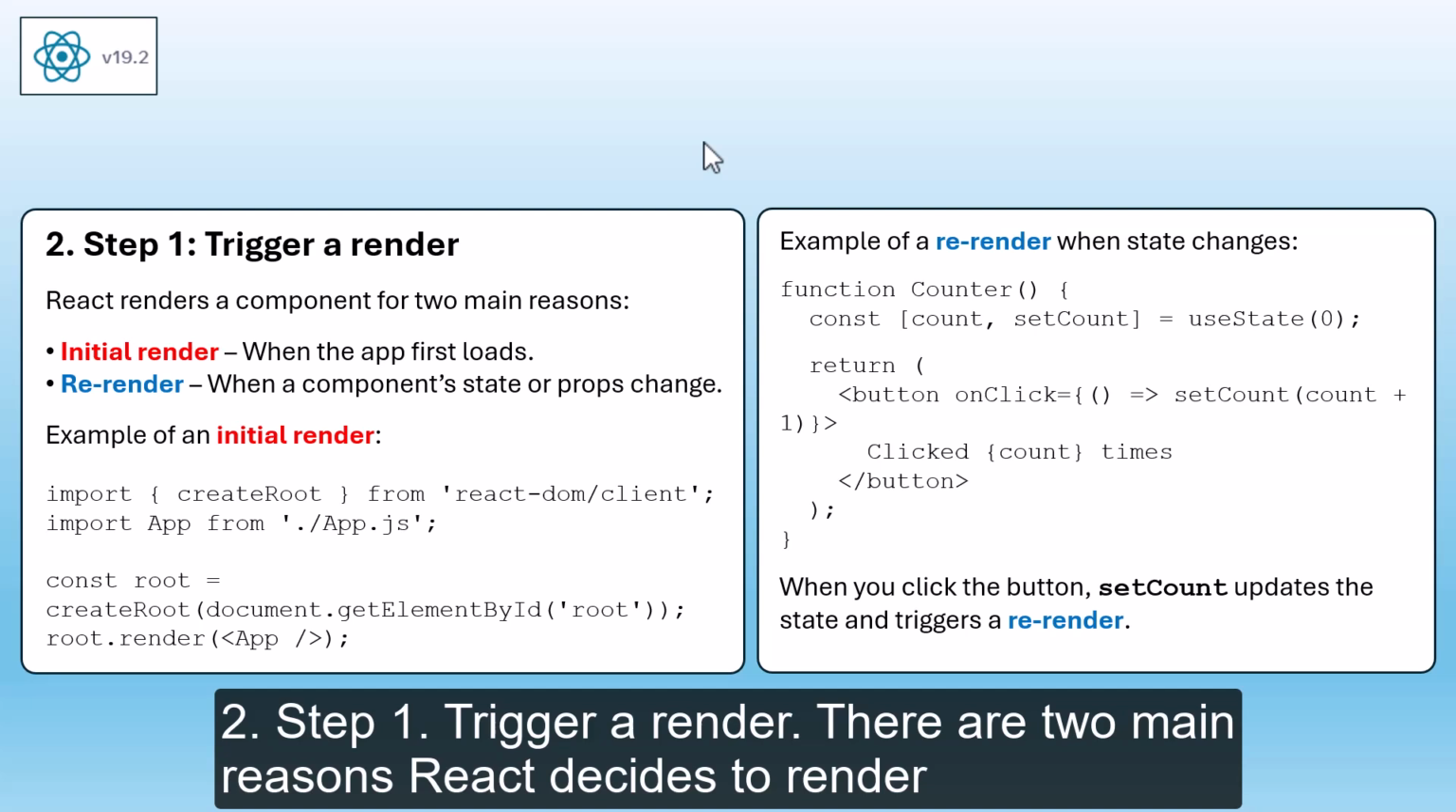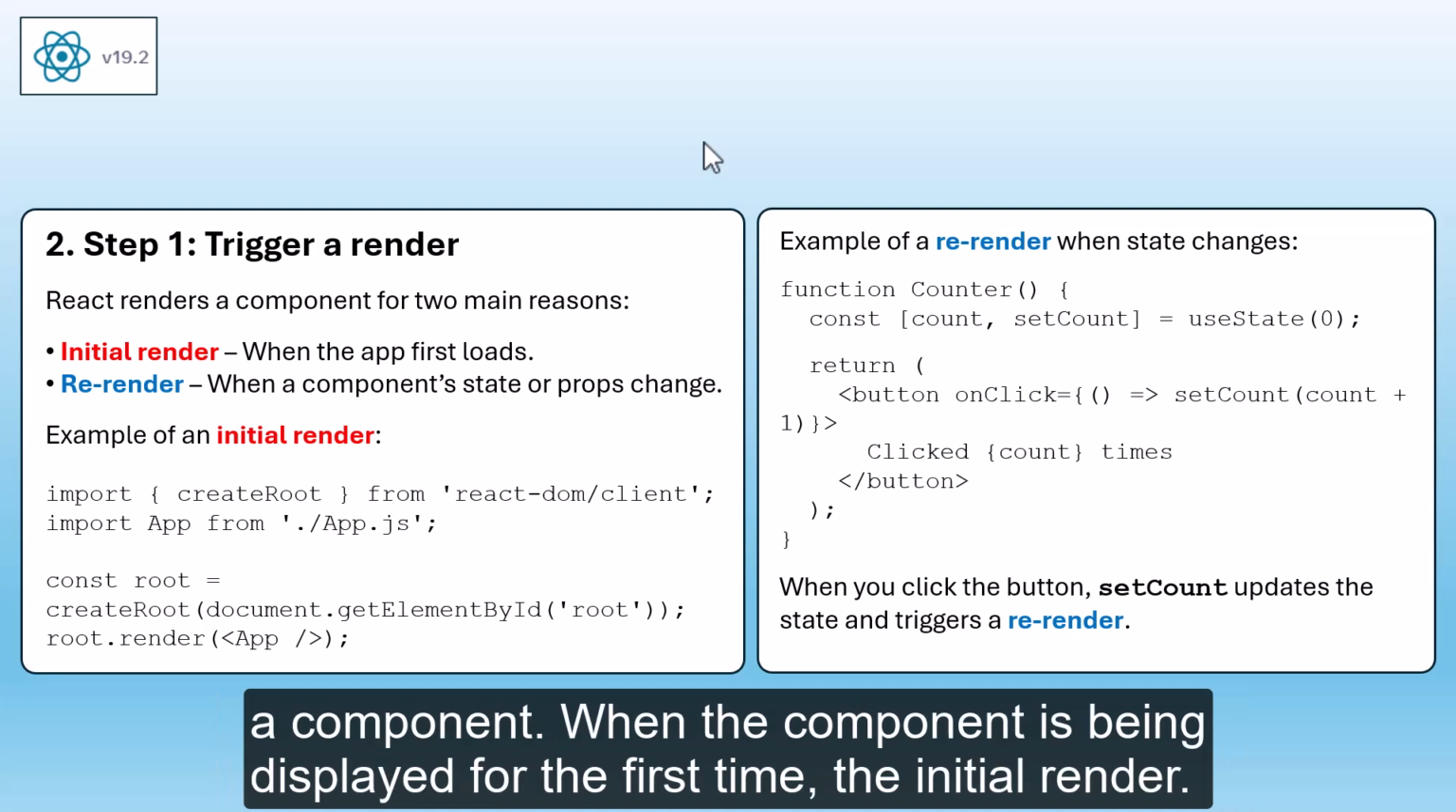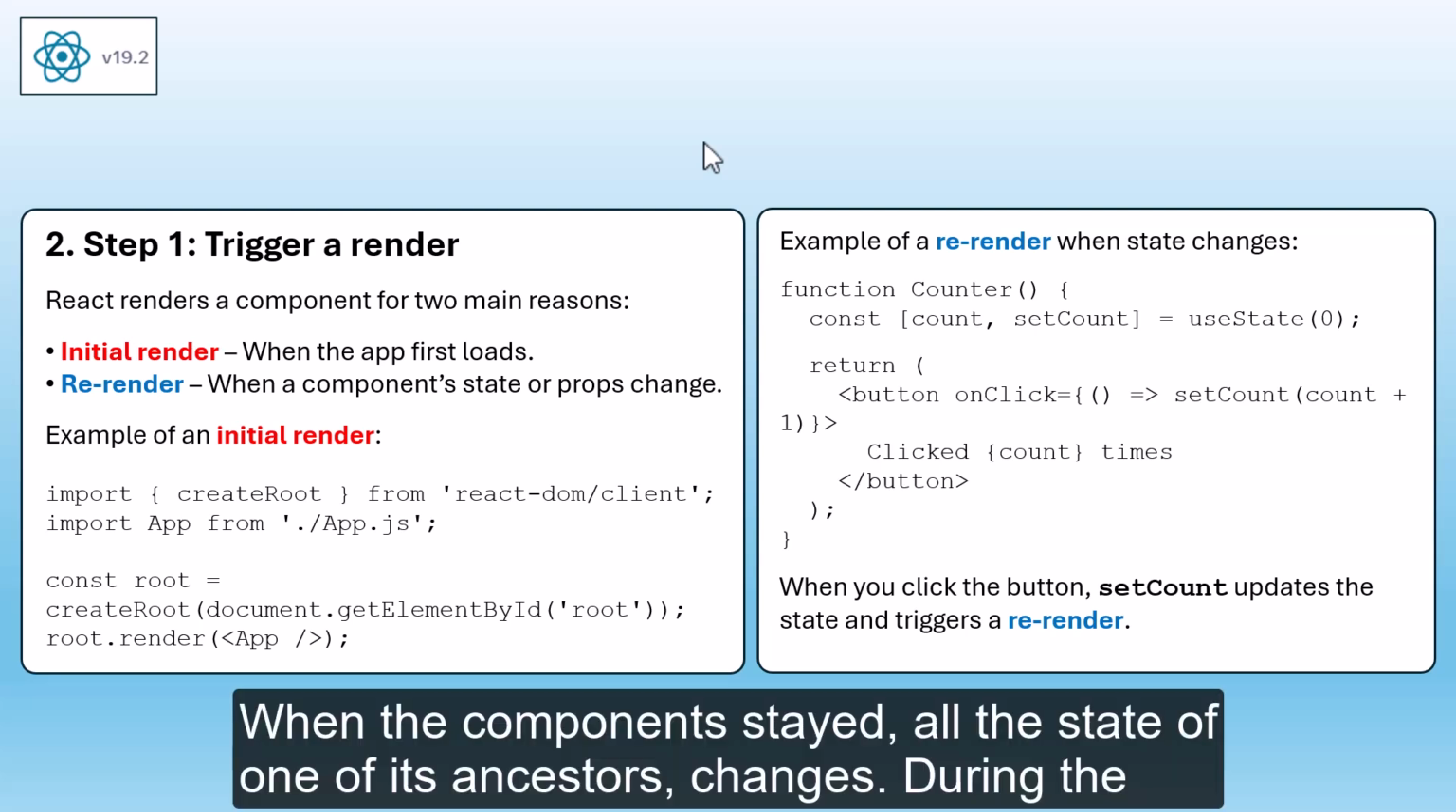2. Step 1: Trigger a render. There are 2 main reasons React decides to render a component. When the component is being displayed for the first time, the initial render. When the component's state, or the state of one of its ancestors, changes.